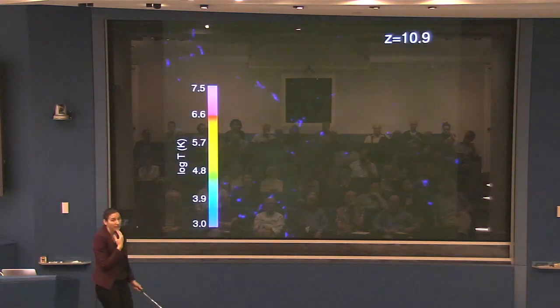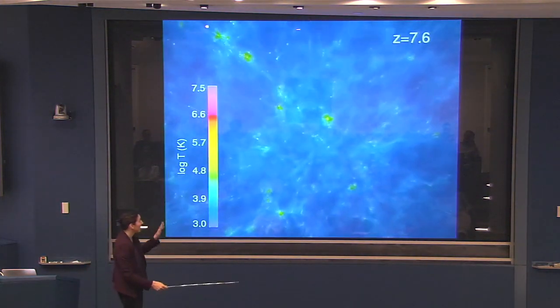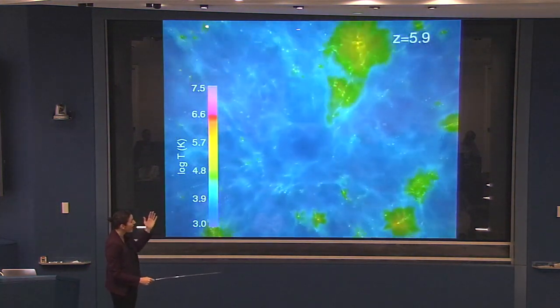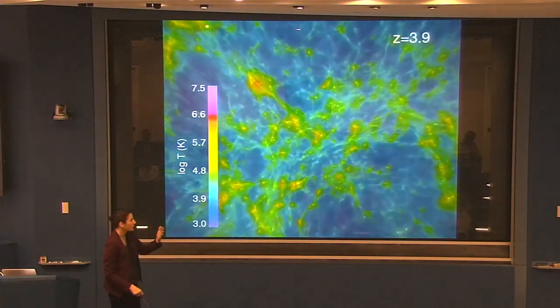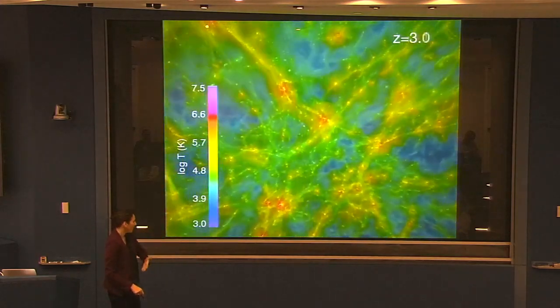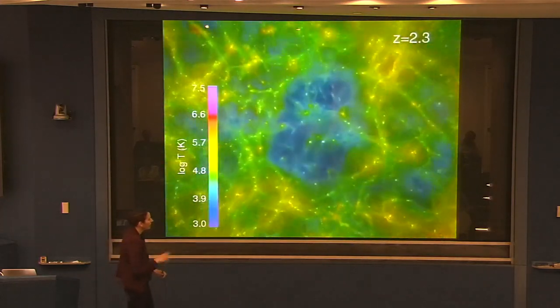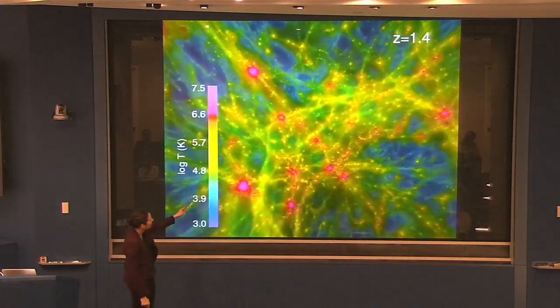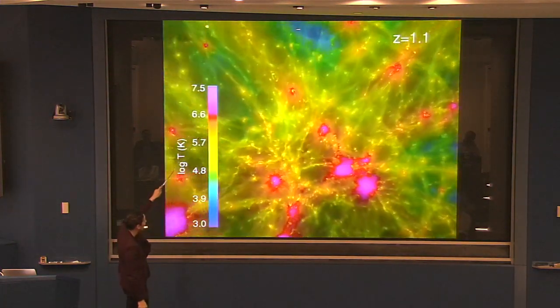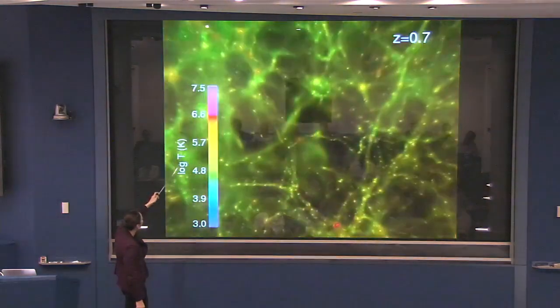And I'm just going to show you one of the calculations that I do. So we're going to start at high redshift. I'm showing you the temperature of the gas. And we're going to come down all the way to the present day, not starting at the CMB, but starting at a high enough redshift that we can actually compute the calculation. And you see there these filaments, this temperature scale is shown on the right, or on your left.